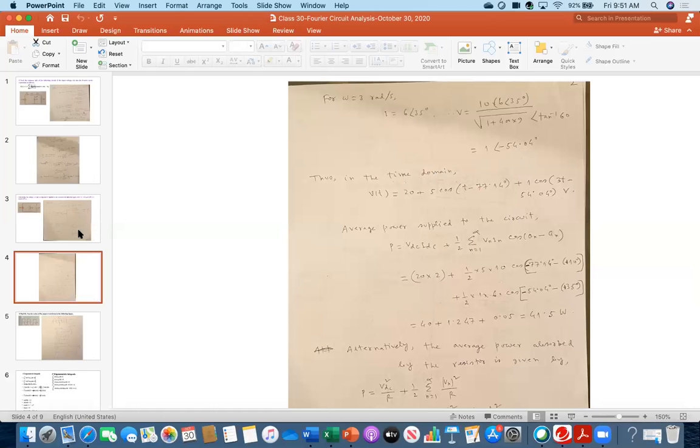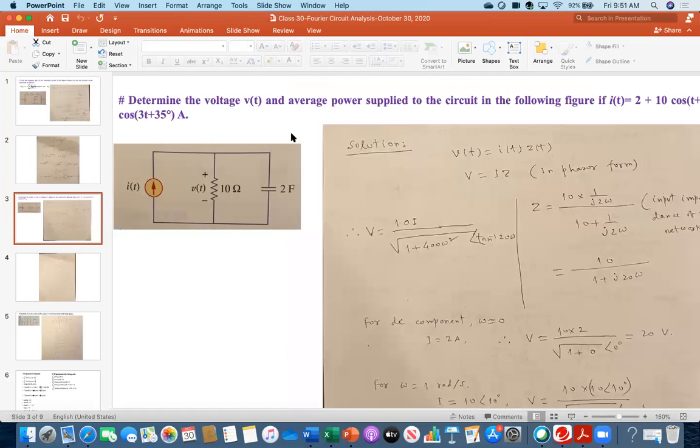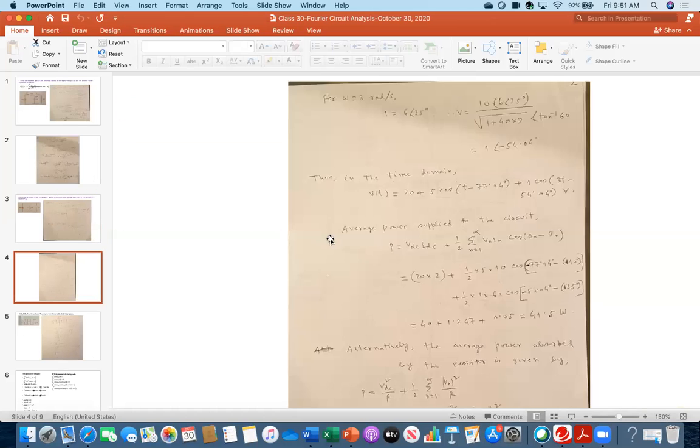So we got v(t), but then there was the second portion of that question: determine v(t) and the average power supplied to the circuit. So I am done with the voltage, and the major portion is done. Now I have to calculate the average power. So everybody see, first I am writing down the average power supplied to the circuit. I am first writing the general equation for P.